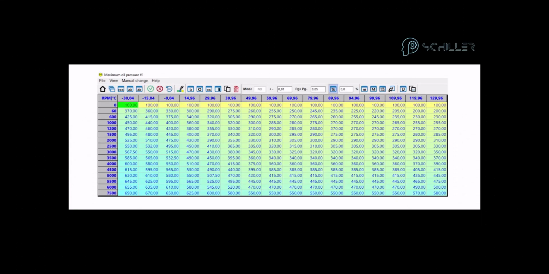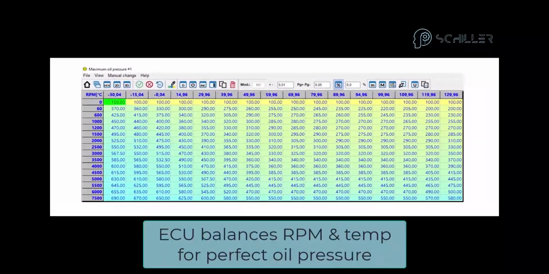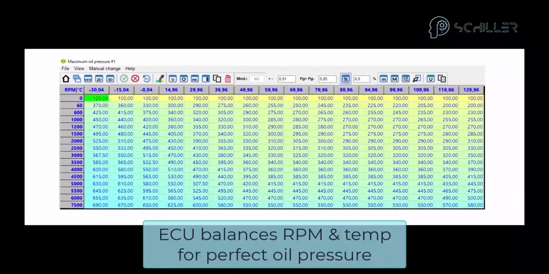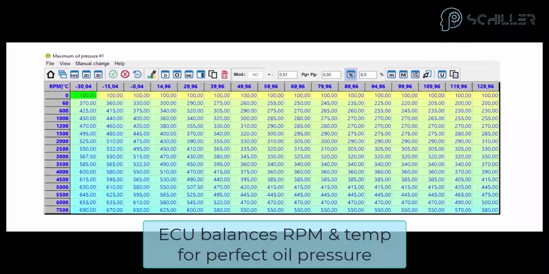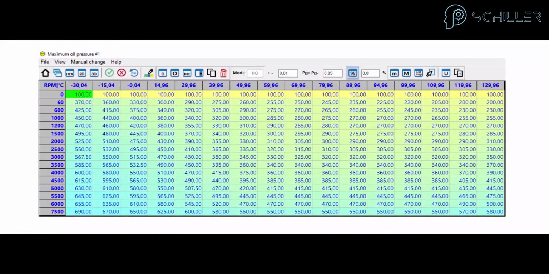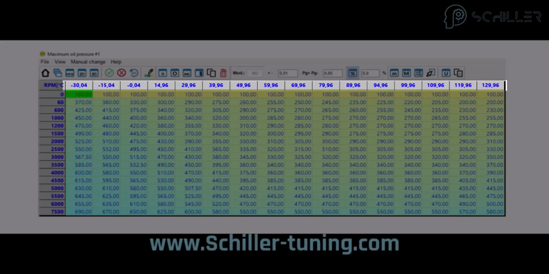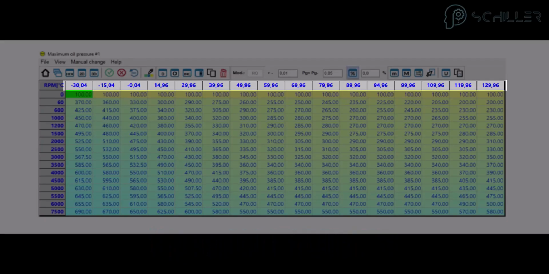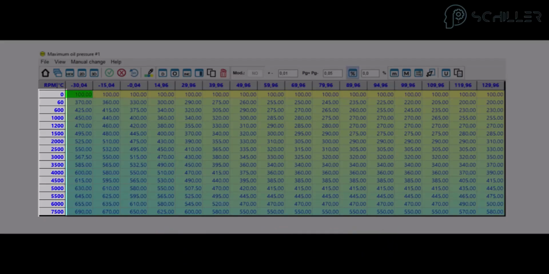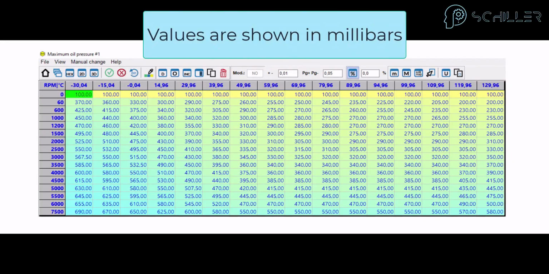In modern engines, the ECU uses an oil pressure map to precisely balance RPM and temperature, delivering just the right pressure for safe lubrication without wasting energy through the pump. In the oil pressure map, oil temperature is shown along the horizontal axis, -30 degrees Celsius to 130 degrees Celsius, and engine speed along the vertical axis, 0 to 7,500 revolutions per minute. Each cell represents the target oil pressure in millibars.